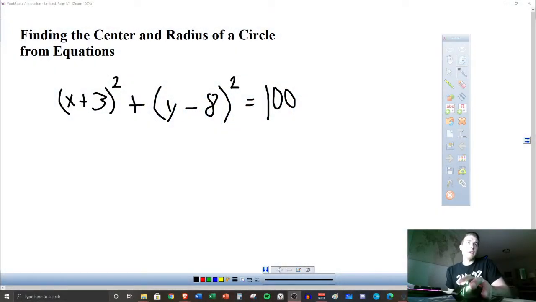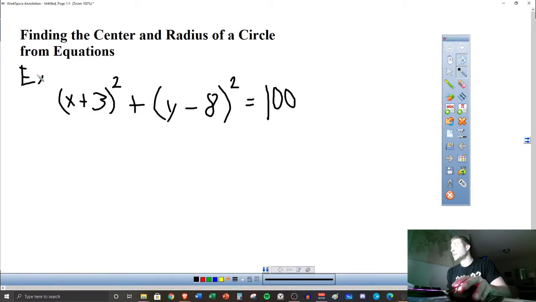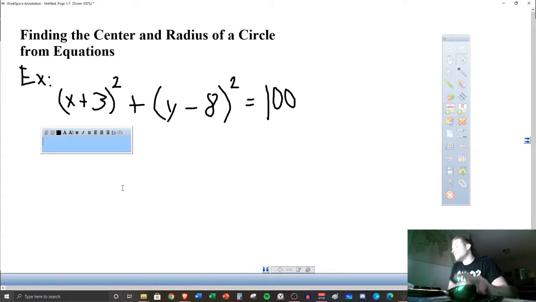Okay, so in your notes, draw a line from where we left off in the last lesson, and go ahead and write in this section finding the center and radius of a circle from the equations. And we have our first example here. So go ahead and put example. Going to be the easier of the examples that we're going to be dealing with.